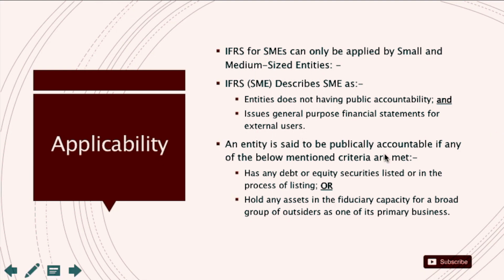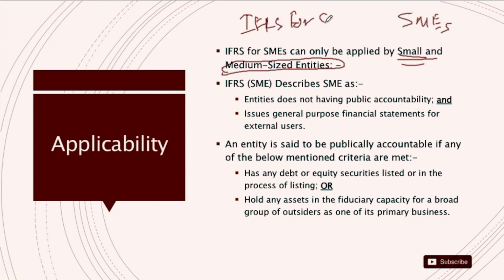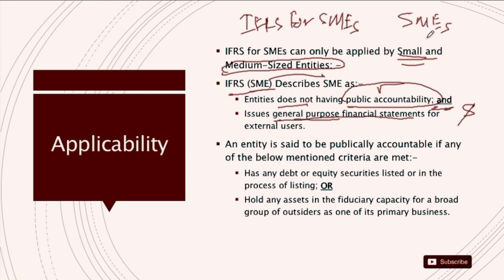IFRS for SME can only be applied by small and medium size entities. That's the catch, which means it can only be applied by SMEs. That's why we are calling it IFRS for SME again and again. Now, IFRS for SME defines what we mean by SMEs. An SME is an entity that does not have public accountability and issues general purpose financial statements. We will discuss what public accountability is. So first understand IFRS for SMEs is applicable for SMEs only, and SME means entities that do not have public accountability and that issue general purpose financial statements.